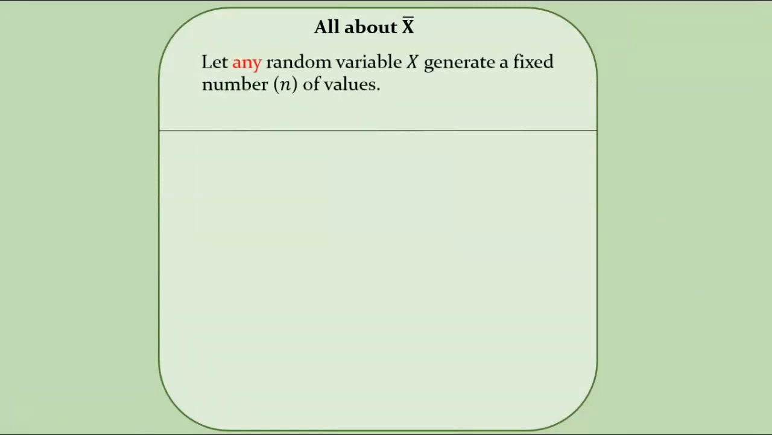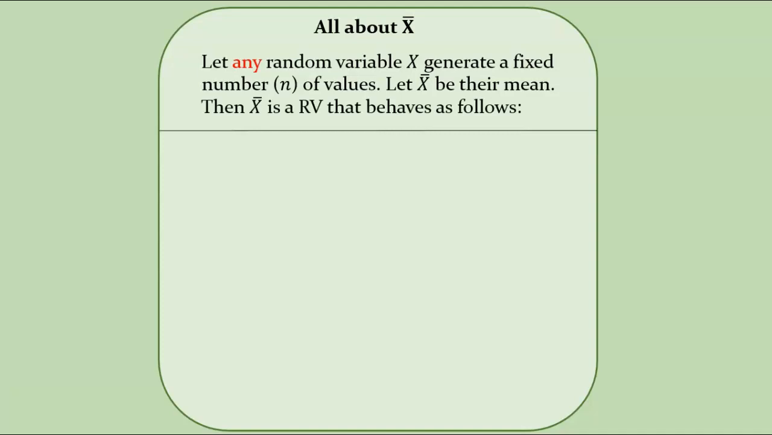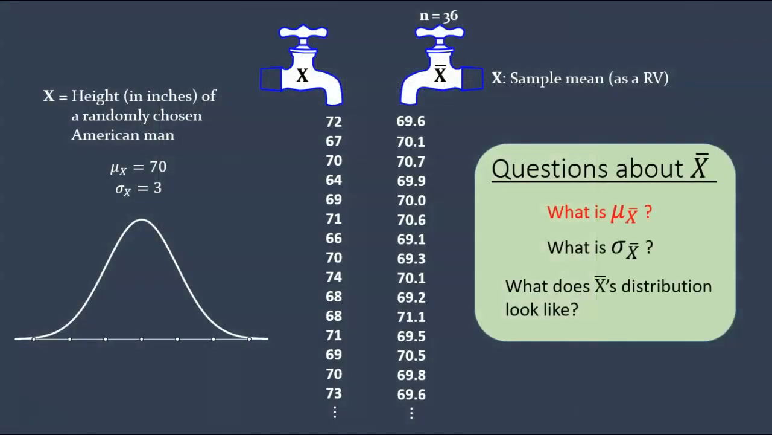We can let any random variable x generate a fixed number of values, and then we let Xbar be their mean. If we do so, then Xbar is a random variable in its own right, and it behaves as follows. First, the mean of Xbar is always going to equal the mean of x itself. So in our particular example, the mean of Xbar is the mean of x itself, which we know is 70 inches. There's nothing deep here. When we take random samples of 36 men and average their heights, sometimes the average will be a bit above 70 inches, sometimes it will be a bit below, but all those sample means will be clustered around 70 inches, since that's the average height of all American men.